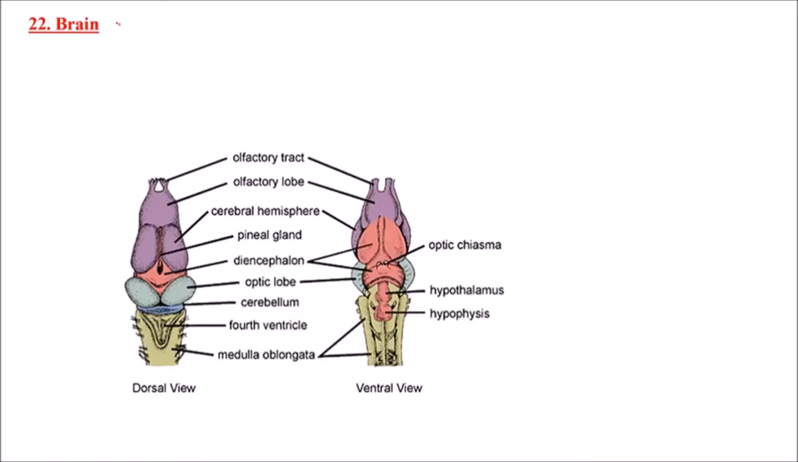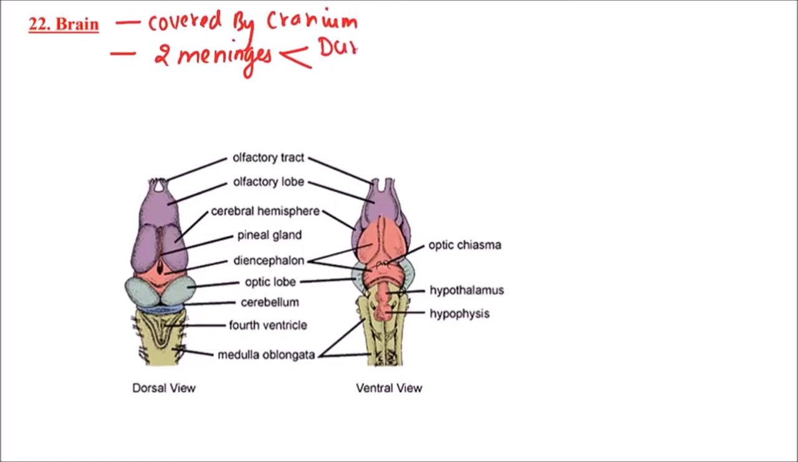Brain of frog is covered by cranium and it also has two meninges over it. Outer one is dura mater and inner one is the vascular pia mater. Then it is important that the brain is elongated and white colored.